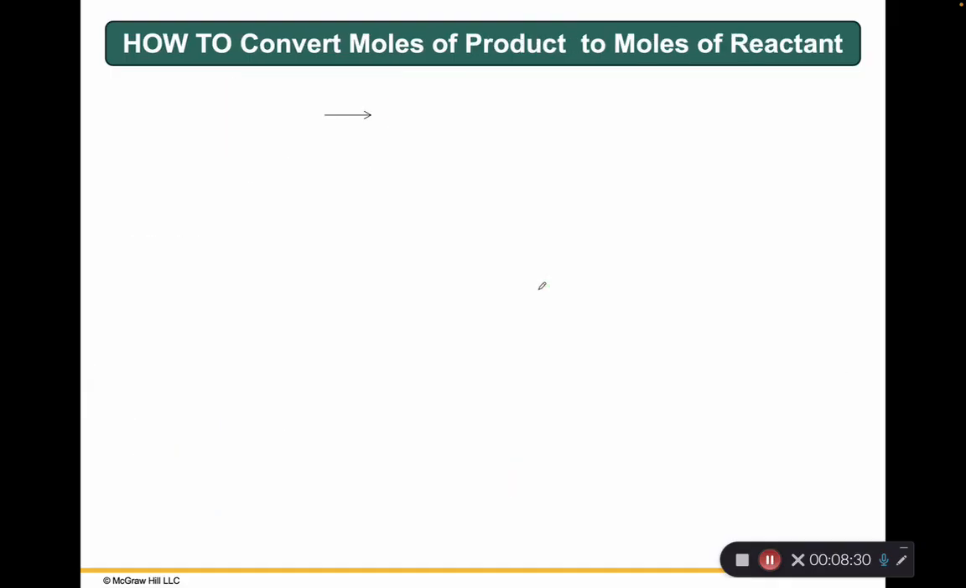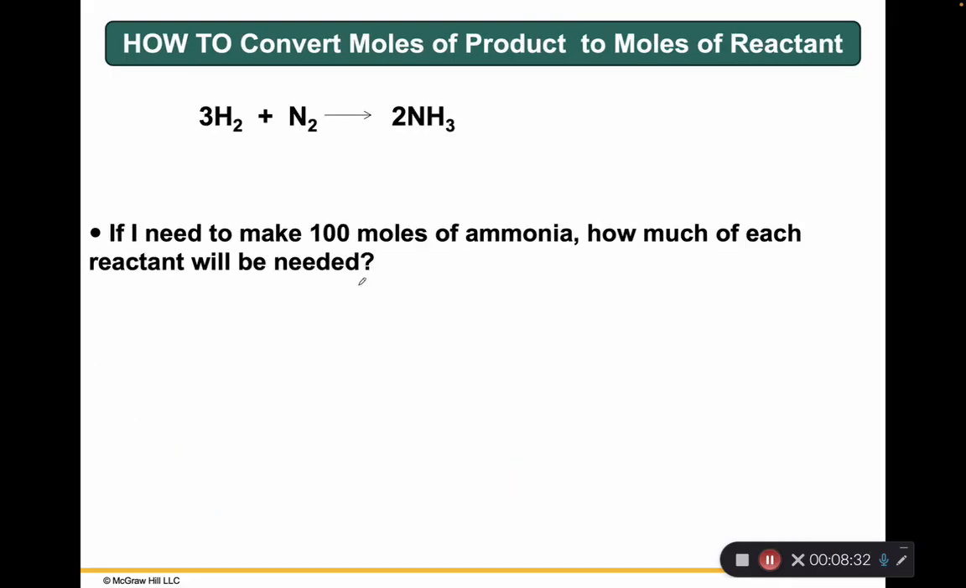Sometimes we might get a question where we are given the moles of product and we need to find out the moles of reactant needed. So let's try this question. If I need to make 100 moles of ammonia, how much of each reactant will be needed? So this time, the ammonia is given. You need to find how many moles of nitrogen and how many moles of hydrogen will be needed.